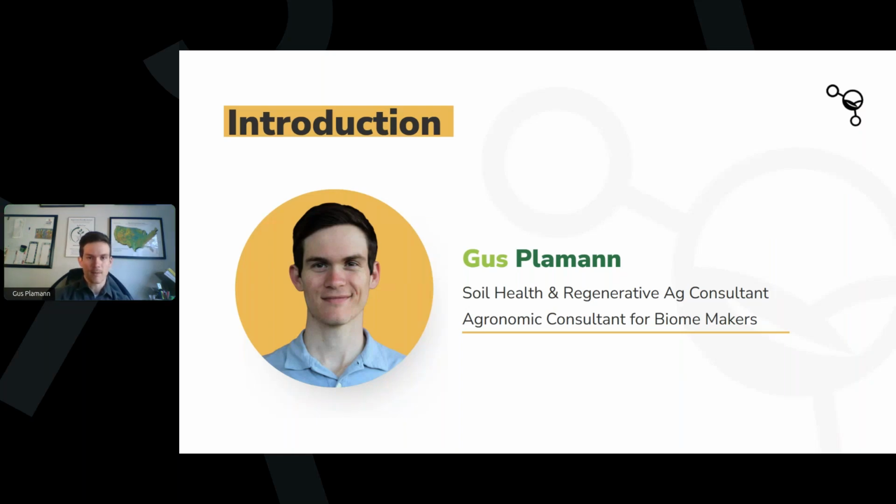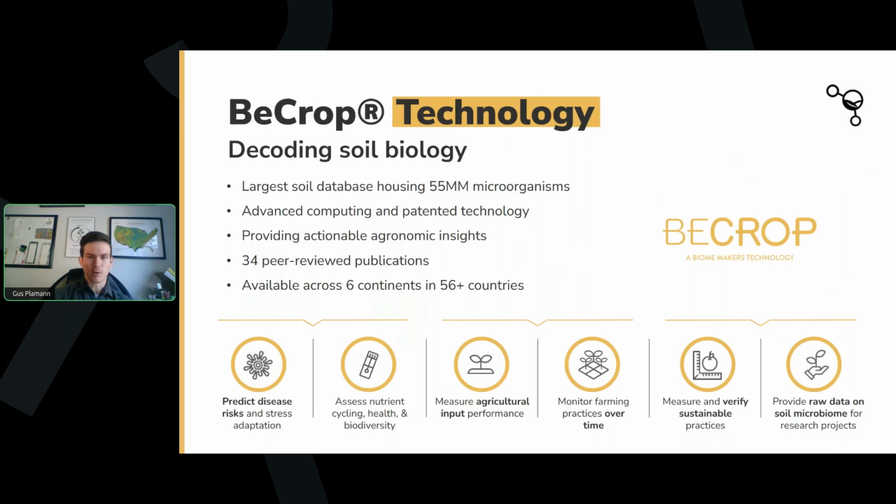With that being said, I'll give a quick overview of BeCrop technology for those who may be unfamiliar. BeCrop technology is developed by compiling a massive database of soil-borne microorganisms and then using advanced computing, AI-based technology to profile the functions of those microbes, which I'll get into in the analysis process a little bit more in a minute. But the ultimate goal of this complex database and modeling technology is to provide actionable agronomic insights.